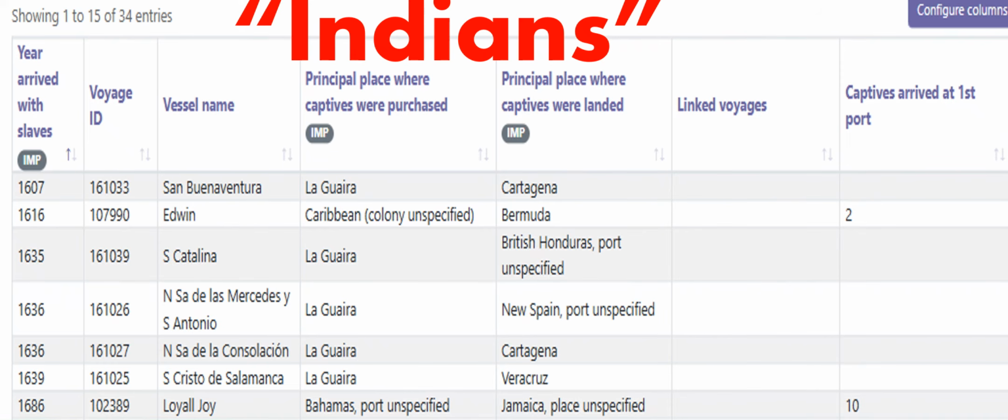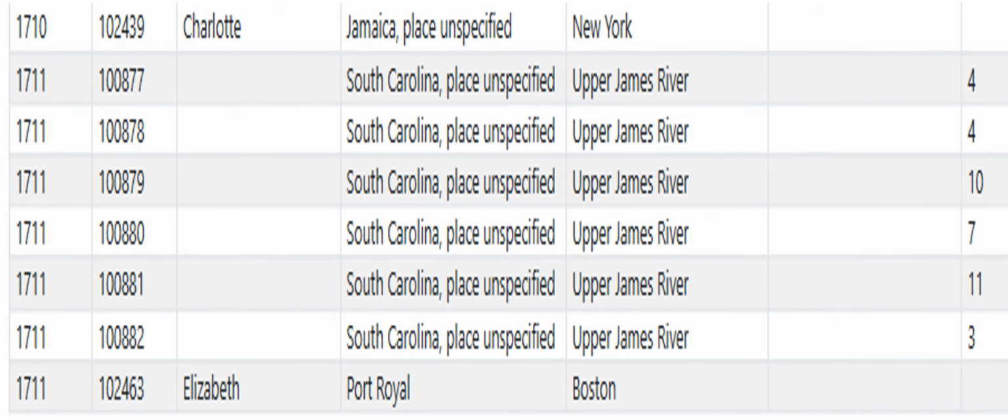So you see that in 1616, but you also see the manifestation of it in 1686, coming out of the Bahamas, transporting people into Jamaica. And here you have people identified as Indian being captured in Jamaica, transported to New York. And then you see several coming out of South Carolina from 1711. This continues on here. So South Carolina to Upper James River.